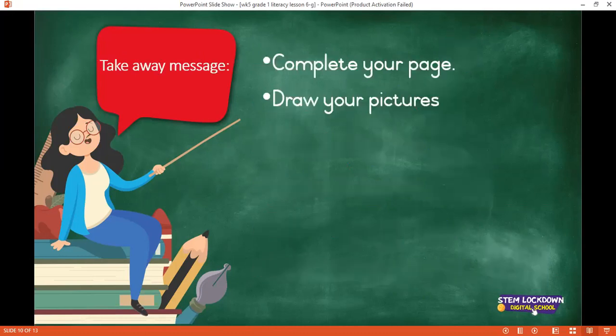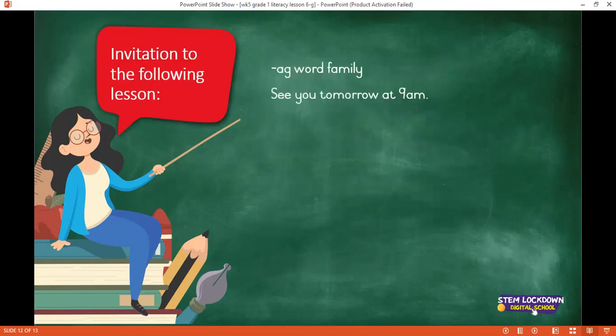So now we've come to the end of our lesson. Complete your page with a G sound. Draw your pictures next to the G. Okay, well done. Tomorrow we will be doing the ag word family.